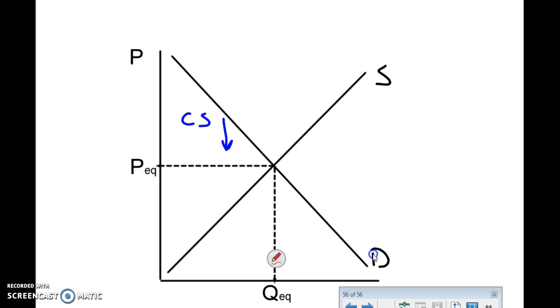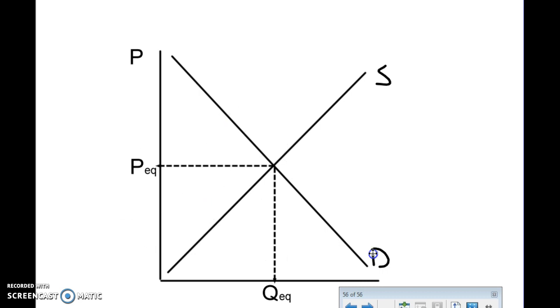On the other hand, above the supply line but below the equilibrium price is the producer surplus. This is the benefit and the extra that comes to the producer. That's their profit in the greater sense. So this brings us to our general idea of price controls.